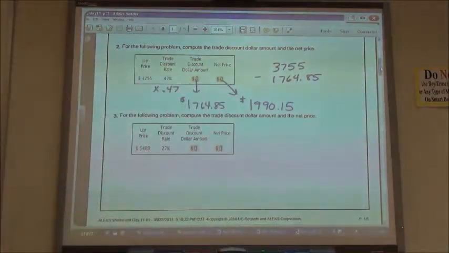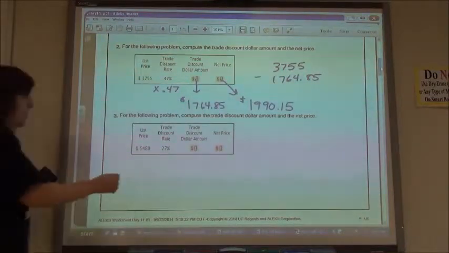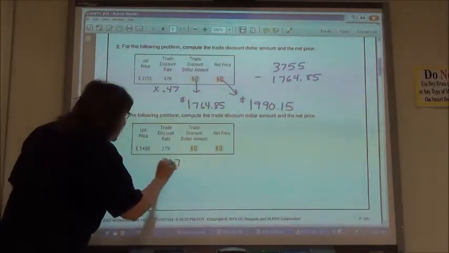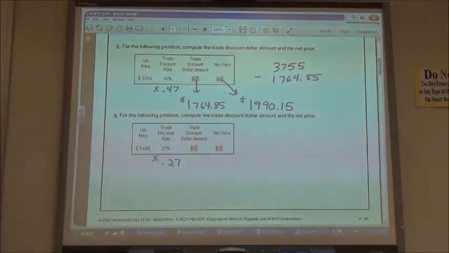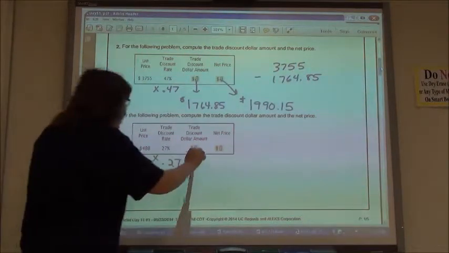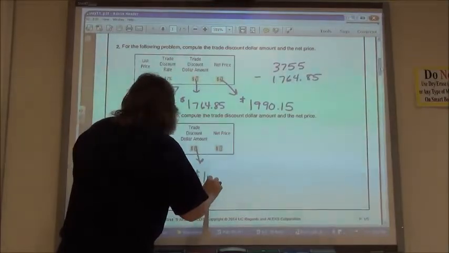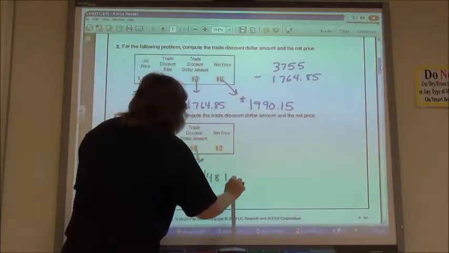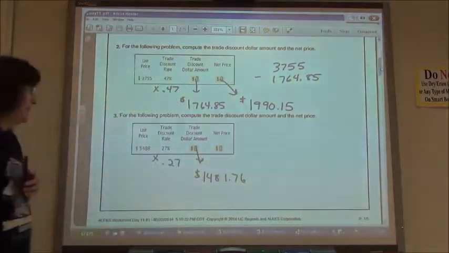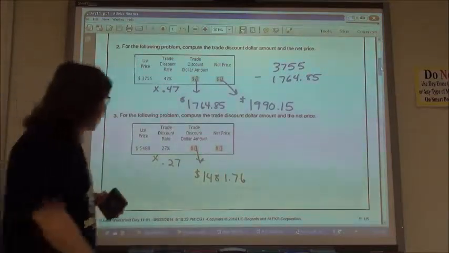For number 3, same thing. I have a trade discount rate of 27%, so I'm going to take 0.27 times my list price. So if I take my list price of $5,488 times my 0.27, my discount dollar amount is $1,481.76.